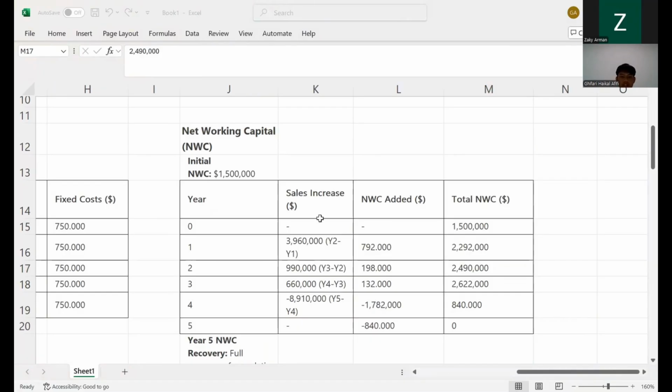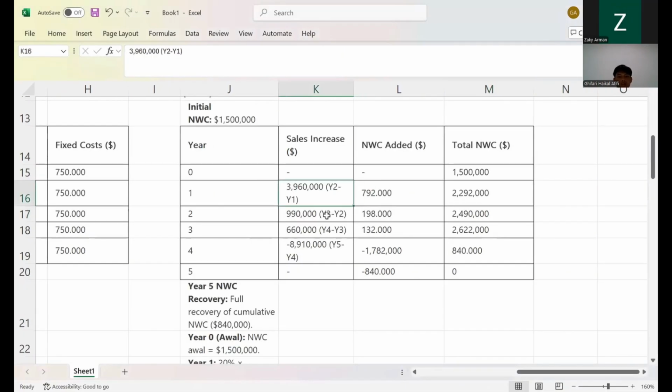So the sales increase, for year 1, we get it from the sales increase from year 2 minus year 1. And we got 3,960,000. For year 2, it is from year 3 minus year 2, and we got 990,000. For year 3, it is from year 4 minus year 3, we get 660,000. For year 4, it is from year 5 minus year 4, we get minus 8,910,000.